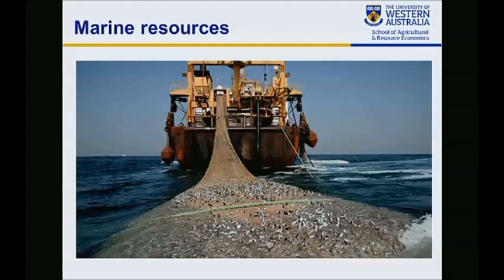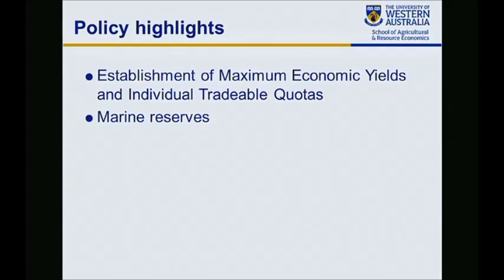Okay, that's that one. So that's all I'll talk about for agriculture. Marine resources. A couple of policy highlights. One is the establishment of maximum economic yields used to define quotas, and then the establishment of markets for individual tradable quotas in some key Australian and New Zealand fisheries. And then a relatively recent policy initiative was around marine reserves.